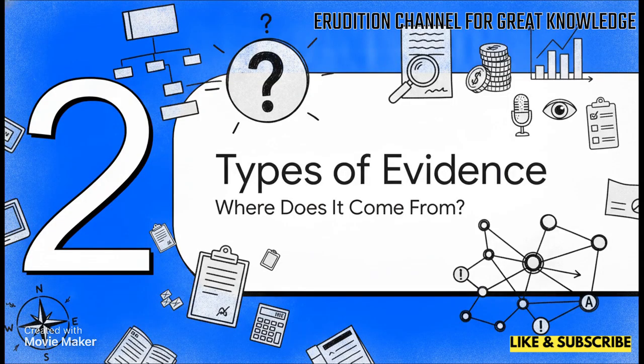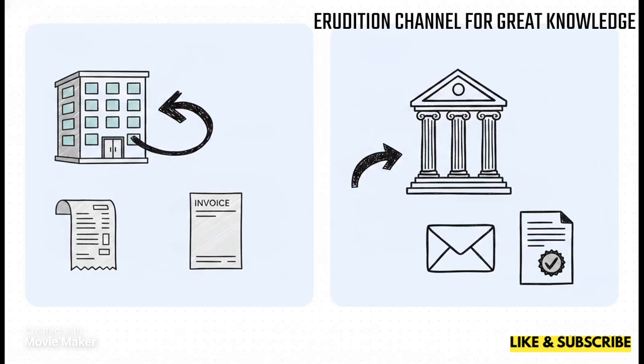Moving right along to Section 2, types of audit evidence. Where do these clues actually come from? Depending on the source, audit evidence generally falls into one of 2 buckets. First, we have internal evidences. These are collected from right inside the organization. We're talking about documents generated by the company's own staff, like sales invoices, counterfoils of cash memos, goods received notes, or credit and debit notes.